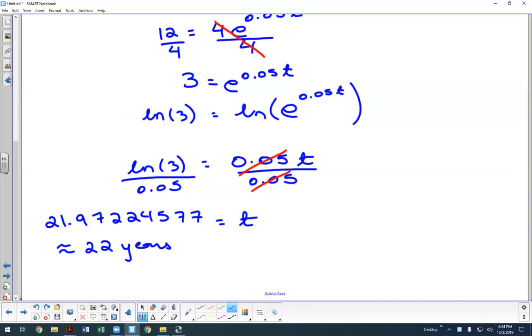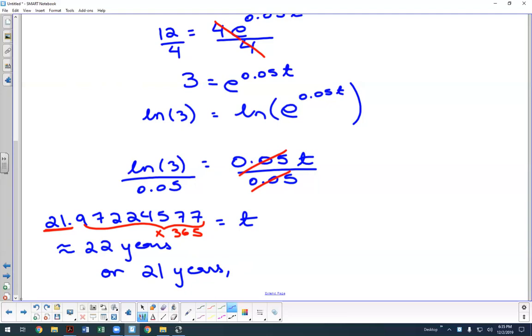But sometimes they will ask you to round it to the nearest day. And if they ask you to round it to the nearest day, that means I've got 21 full years. But then how many days is this going to be? So this is where we actually take just our decimal part and multiply it with 365. So the first thing you should do is you should still have 21.97224577 or whatever decimals you're calculating. Subtract the 21 from it, because we know that's 21 complete years. So we actually don't need this as part of our calculation. So go ahead and subtract that 21 from your calculator.